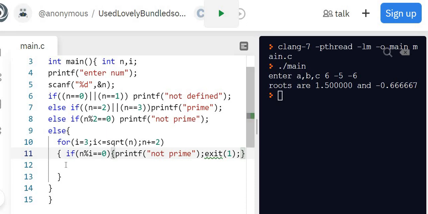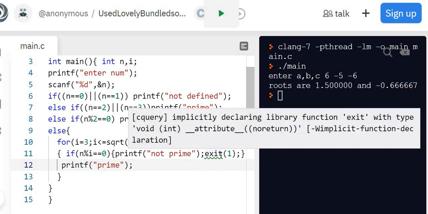Otherwise, we will just say that this number is actually prime. So, if this condition is satisfied, then the program will end. Otherwise, it will continue, and when the complete loop is over, still the condition is not satisfied, then it will print as not prime.